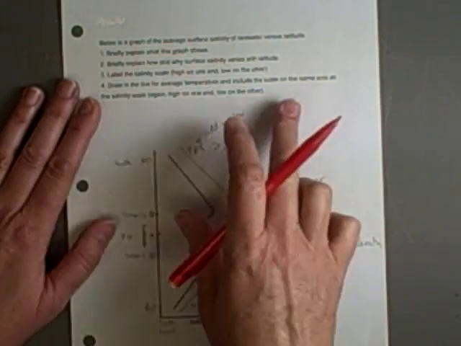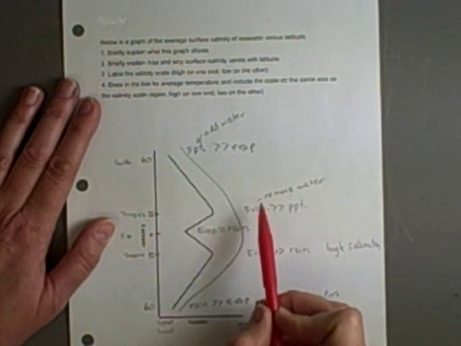All right, you guys. So it looks like we covered all of this, but this is really important: to understand that salinities vary because of evaporation and precipitation.